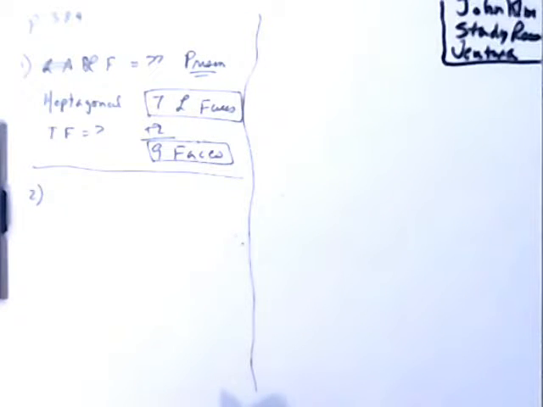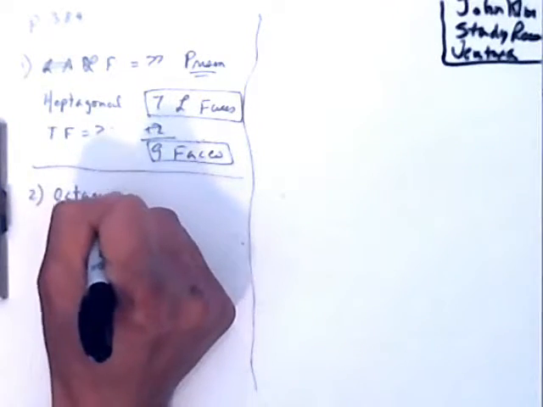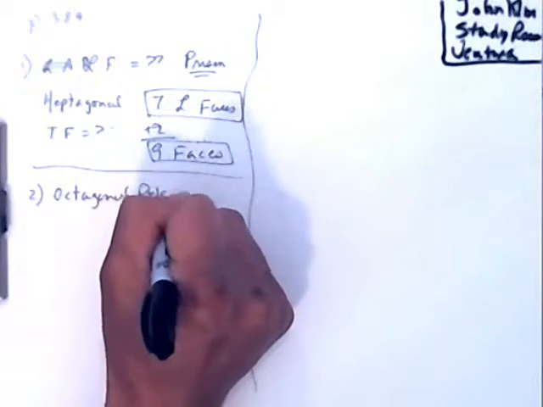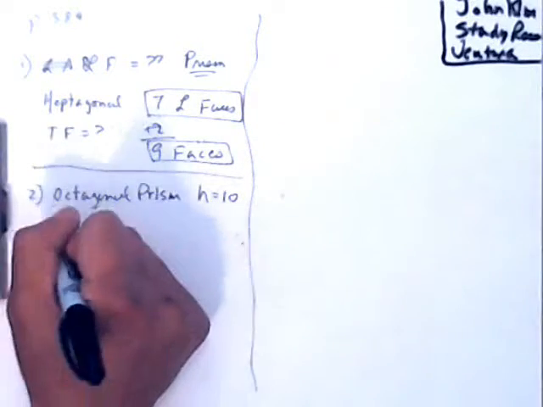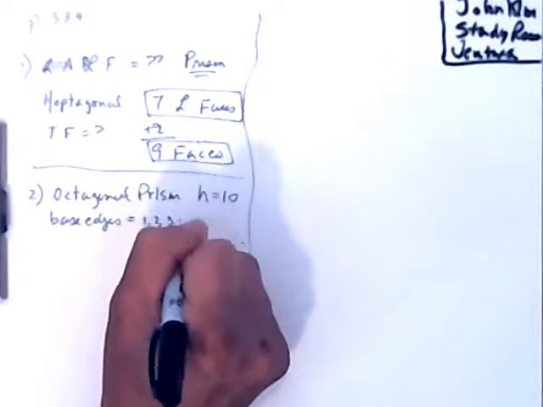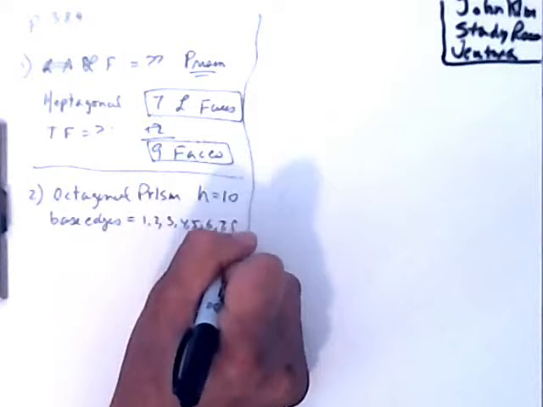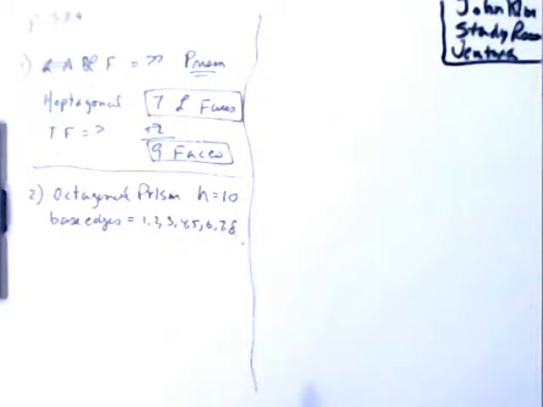So instead of a pentagonal prism, as my students would say, let's use an octagonal prism, with height equal to 10 as well, and base edges equal to 1, 2, 3, 4, 5, 6, 7, and 8. These are the base edges, and that's the length of each one of these. Well, what are we looking for again? Oh, the lateral area.